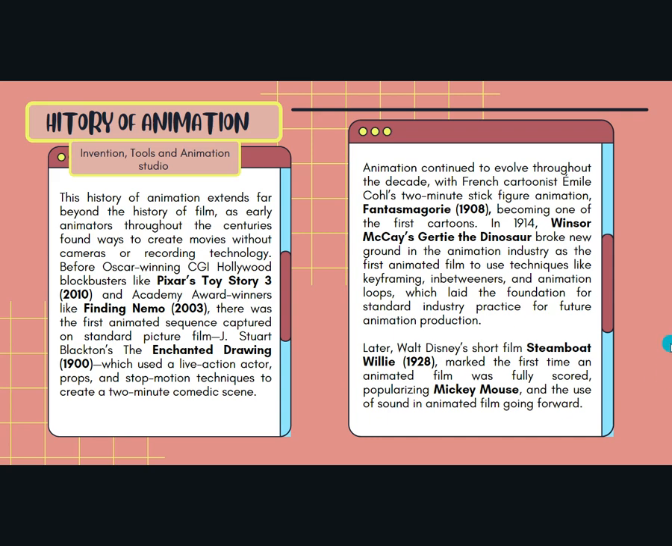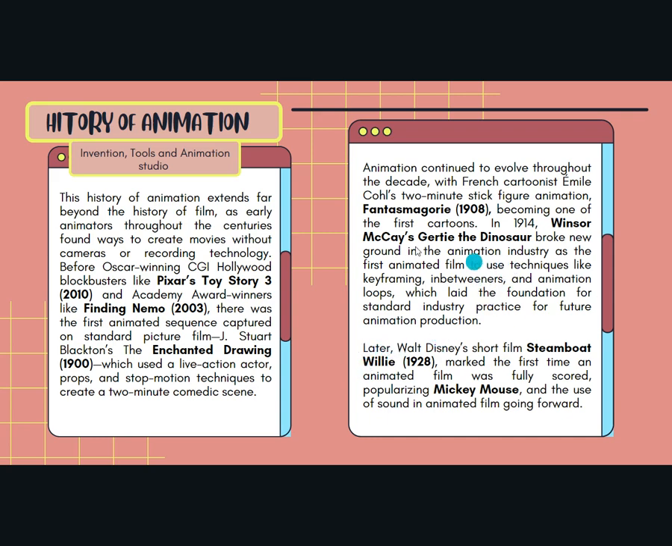Before Oscar-winning CGI Hollywood blockbusters like Pixar's Toy Story 3 in 2010 and Academy Award winners like Finding Nemo in 2003, there was the first animated sequence captured on standard picture film by James Stuart Blackton, The Enchanted Drawing, 1900s, which used a live action actor, props, and stop motion techniques to create a 2-minute comedic scene. Animation continued to evolve throughout the decade with the French cartoonist Emile Cohl's 2-minute stick figure animation, Fantasmagorie, in 1908, which became one of the first cartoons.